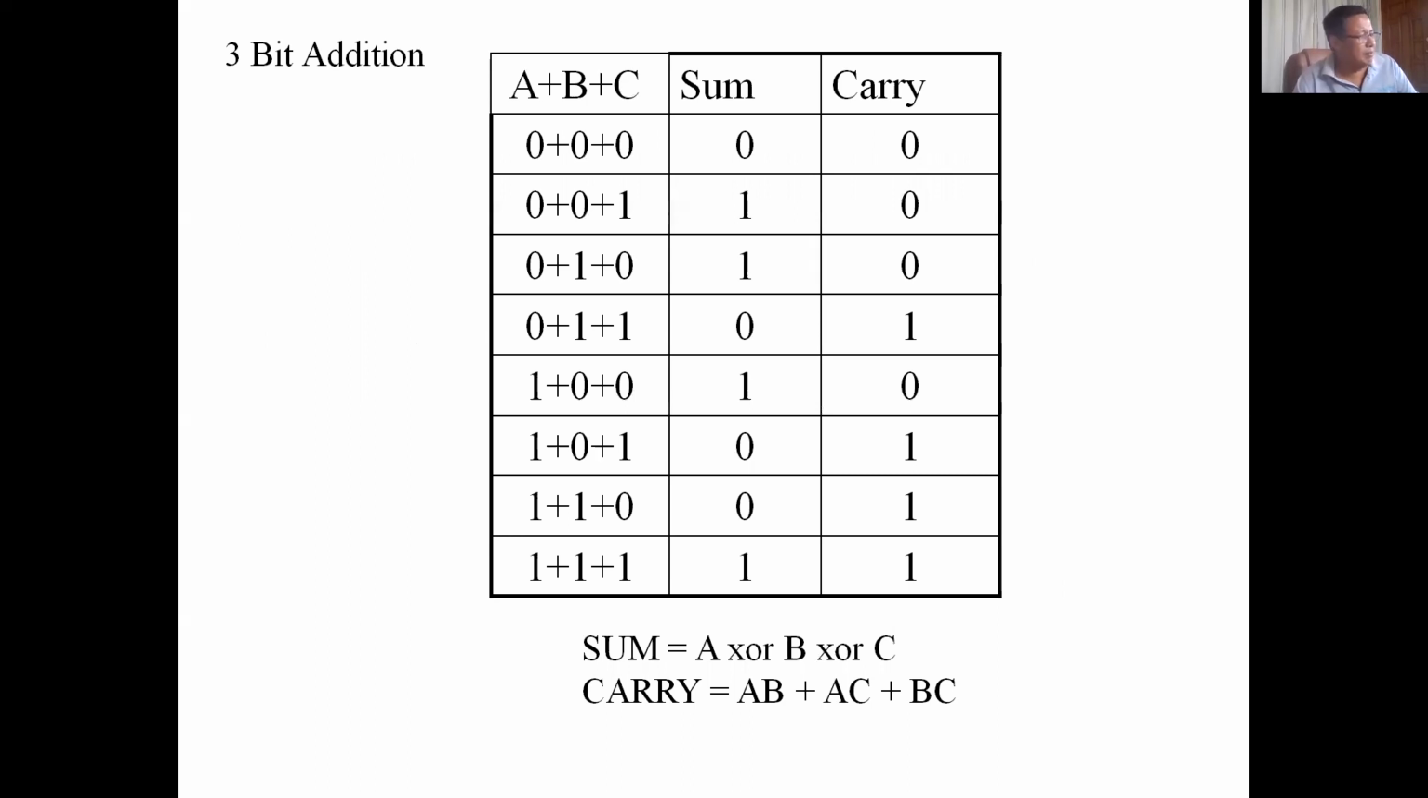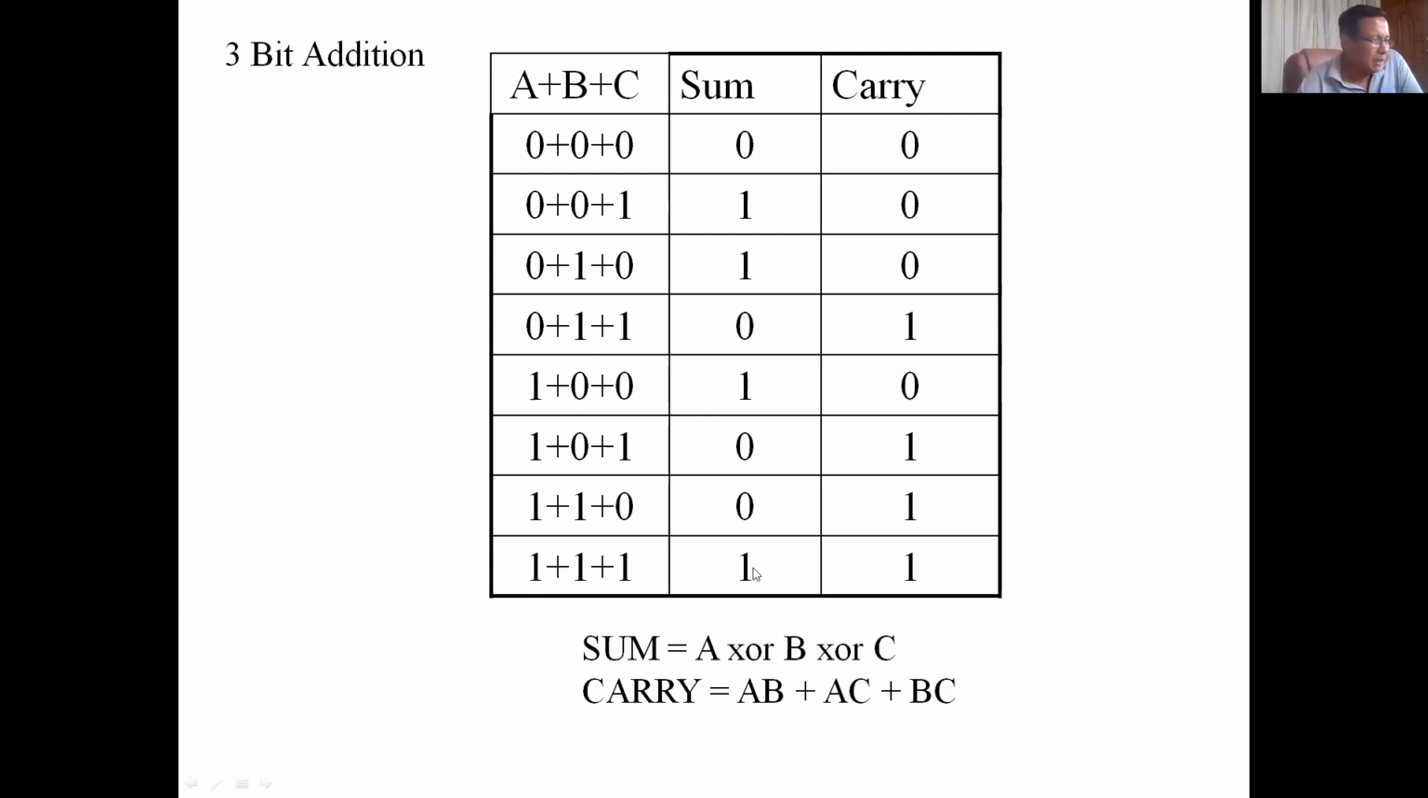3-bit addition is also sometimes called full addition or full adders. So take note that the sum is using 2 XORs. Let's look at the sum. There's one 1 here, so the sum is 1. There's one 1 here, so the sum is 1. There are 2 ones, so the sum is 0. Here there is one 1, so the sum is 1. There are 2 ones, so the sum is 0. There are 2 ones, the sum is 0. There are 3 ones, the sum is 1.